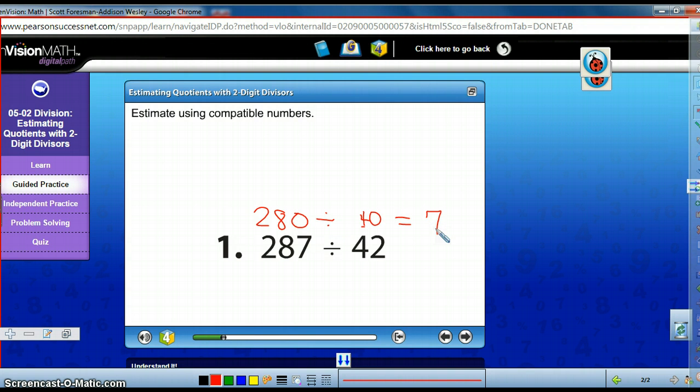Do we need any zeros there? No. Let's check by multiplying. Let's take our quotient and our divisor here and multiply and see if we get 280. We said 7 times 4 is 28 with 1 zero. Are we good? Yes, we are. Good job.